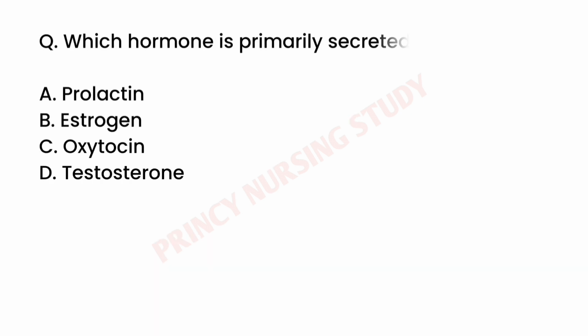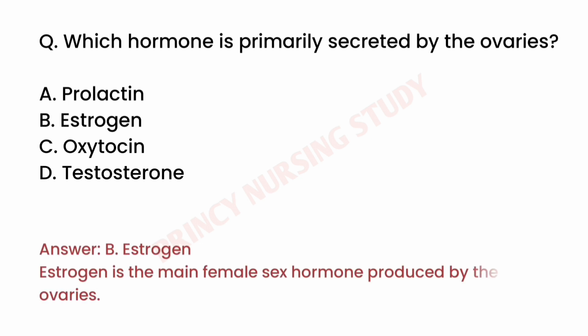Next question. Which hormone is primarily secreted by the ovaries? Correct answer is B. Estrogen. Estrogen is the main female sex hormone produced by the ovaries.